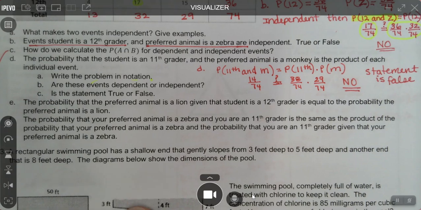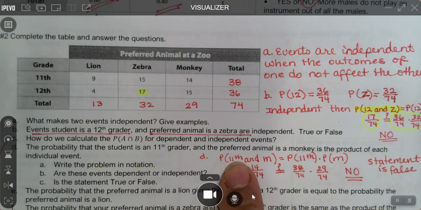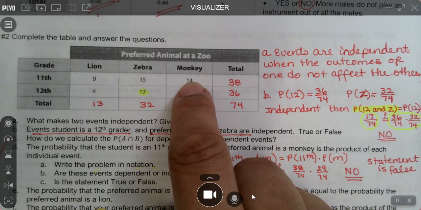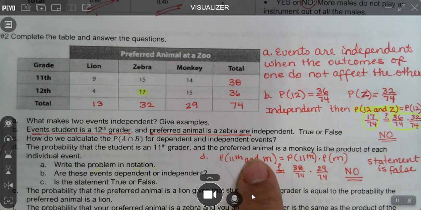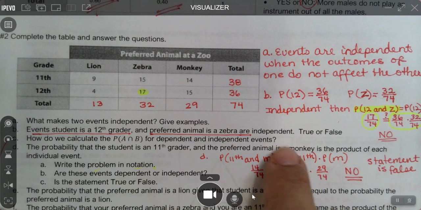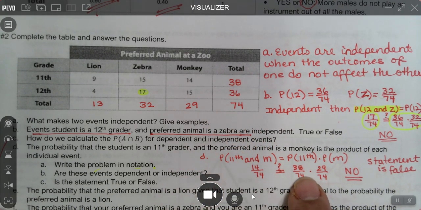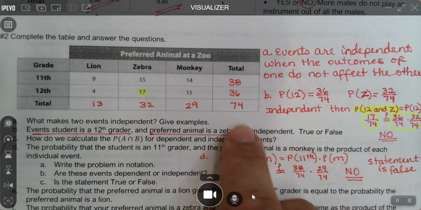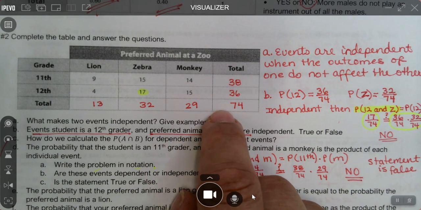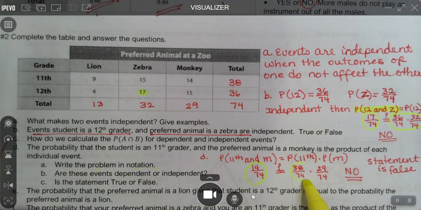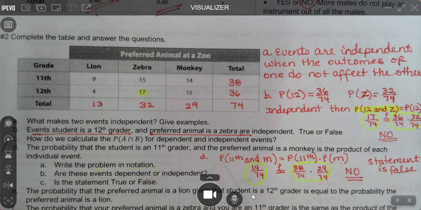Well, we look for numbers. What's the probability of 11th graders and monkey being preferred? Right here, 14 out of 74. Question mark, because we don't know. What's the probability of being an 11th grader? 38 out of 74, times the probability of preferred animal being a monkey, 29 out of 74. When you look at the left and the right, does this product equal this number? No. So that statement is false.